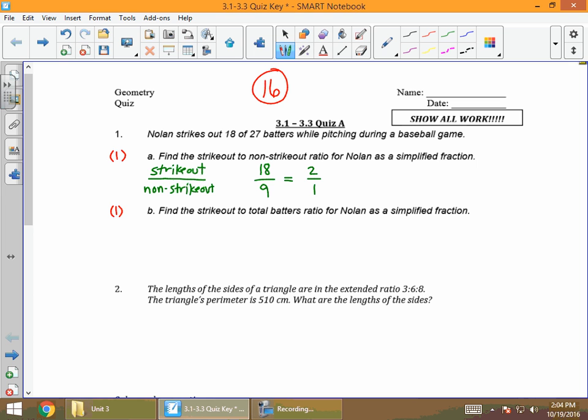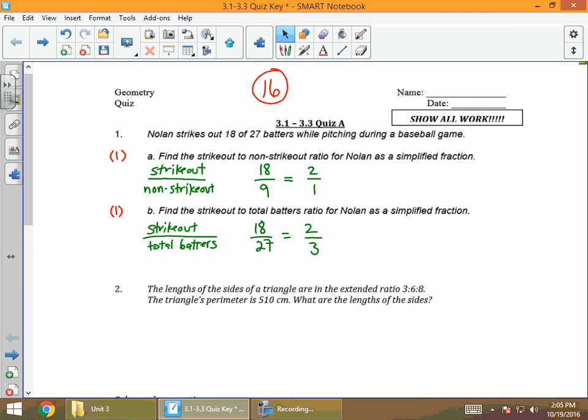Part B says find the strikeout. Here we go again, another ratio. Strikeout to, the division symbol, total batters. So strikeouts we know is 18. The total batters he faced was 27. And then I need to reduce this one down, and this reduces down to 2 to 3. That is a 2 to 3 ratio.